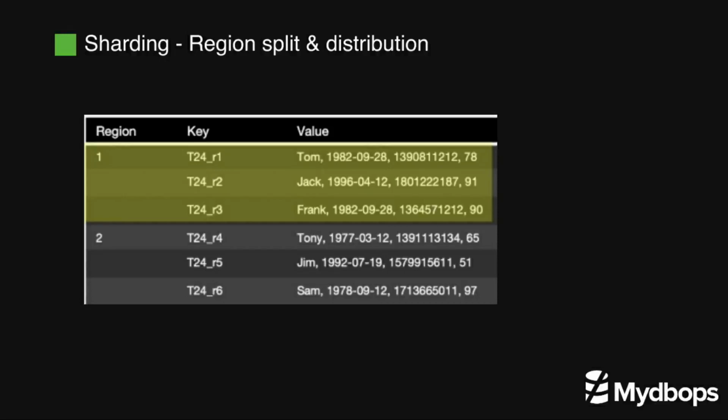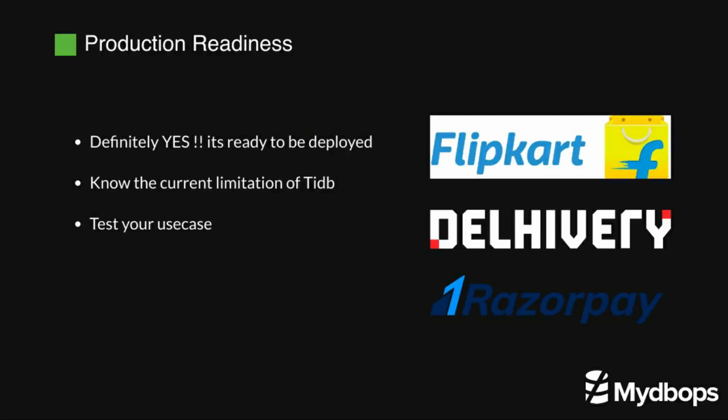Now we are nearing the end: how ready TiDB is for production. Yes, it's definitely ready and can be deployed in production. You can see Flipkart, Delhivery, and Razorpay. They use TiDB in production for their use cases. For example, Flipkart, the biggest e-commerce site, is able to scale heavily with TiDB. Delhivery handles logistics and their products. And Razorpay is a fintech and payment gateway. So this covers most of the use cases. TiDB can support any use case.